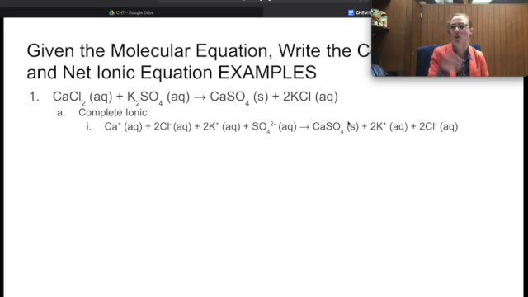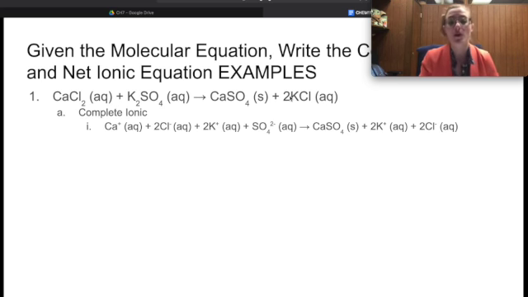If it doesn't have a coefficient in the balanced equation, it's not going to have one in the complete ionic either. And then we also have potassium chloride. We see that that's aqueous, so we have to break it apart. So therefore, we end up with 2 potassiums. But also, remember that 2 doesn't just apply to the potassium ion. It also applies to the fact that we have 2 entire copies of KCl.